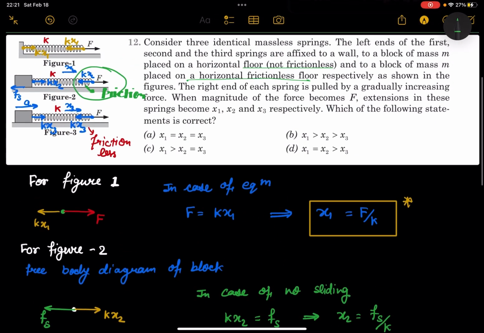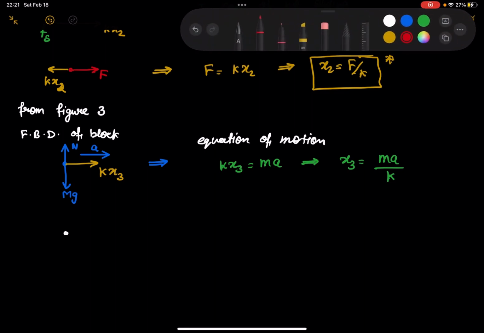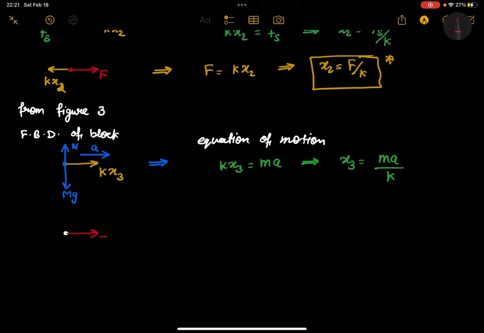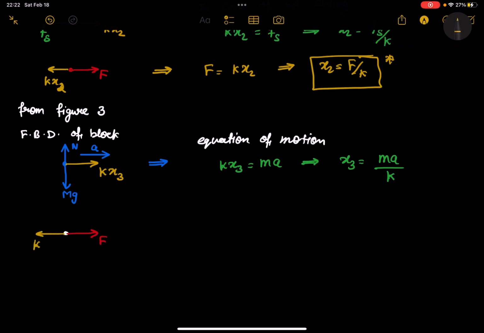Now look at this point. My dear friend, at this point F and kx3 are acting in opposite directions to each other. One force is acting in this direction, that is F, and the other force is acting in this direction, that is kx3. So again you can say that F is equal to kx3 and x3 is equal to F by k.